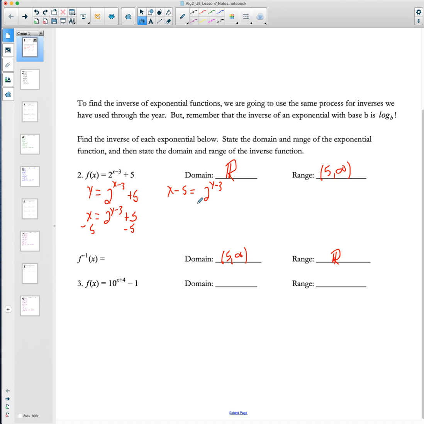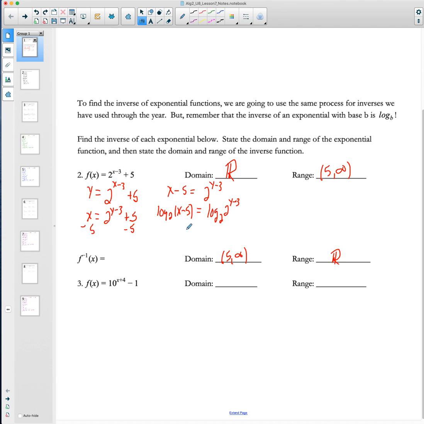Well, since it's base 2, the inverse of that would be log base 2. So I'm going to take the log base 2 of both sides of the equation. And so remember, I can do anything I want to an equation. I can perform any operation as long as I perform that same operation on both sides. So I'm going to take log base 2 of the left side, and I'm going to take log base 2 of the right side. And we get to this.